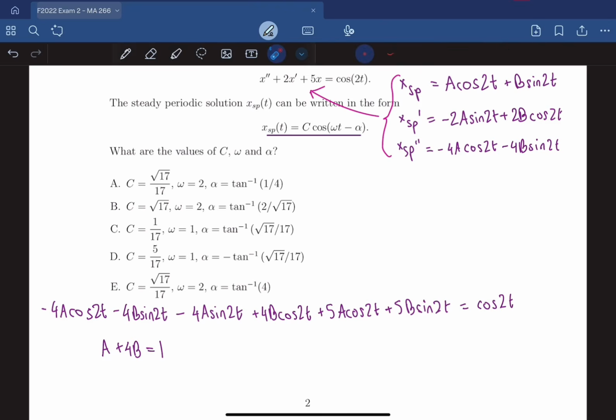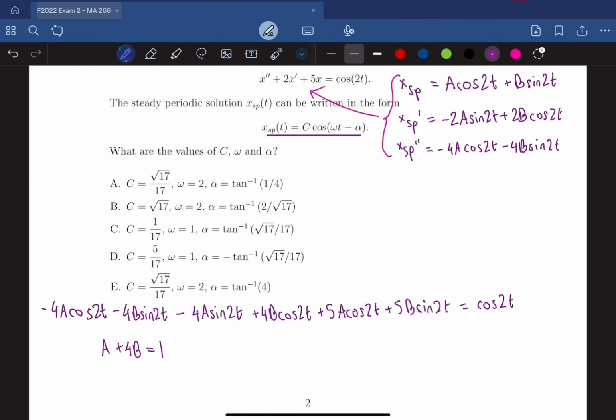Why does it equal 1? Well, since these are the cosine terms on the left side, we're just going to set all the coefficients of the cosine terms on the left side equal to the coefficients of the cosine terms on the right side. We only have 1 cosine term here, and the coefficient is 1. So we're going to set a plus 4b equal to 1.